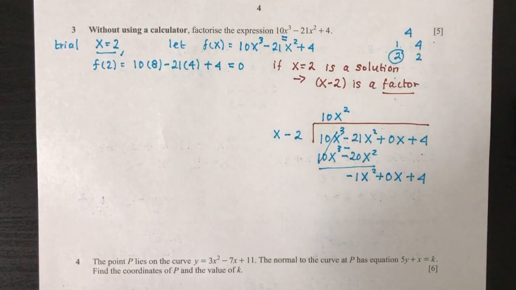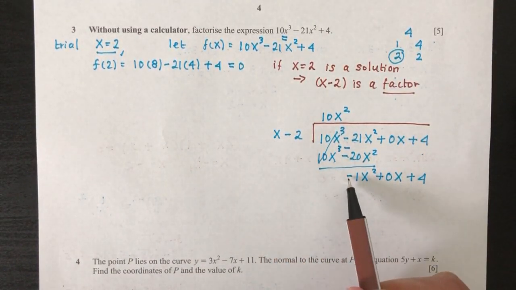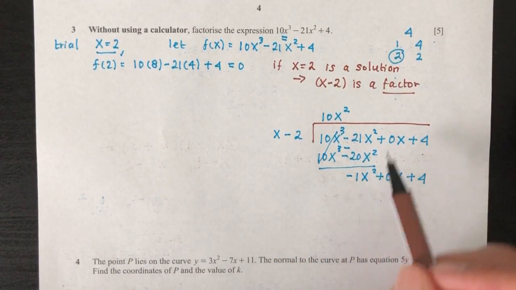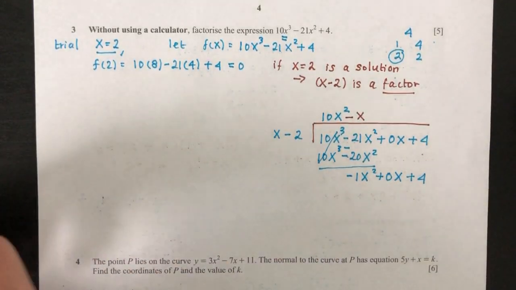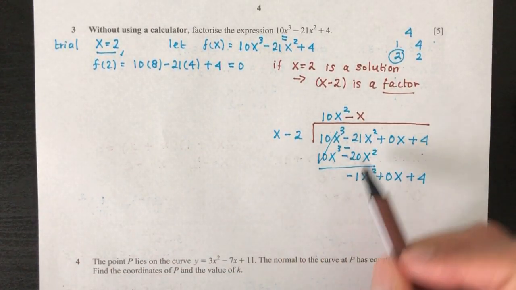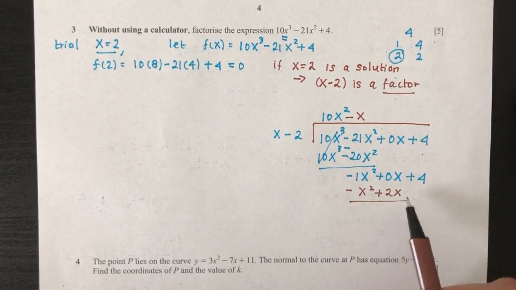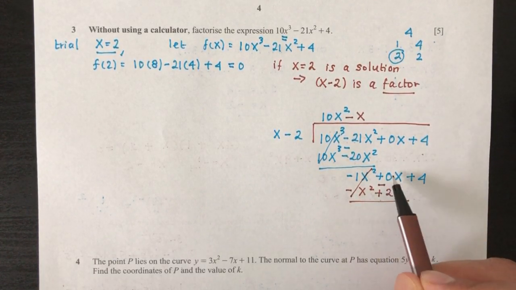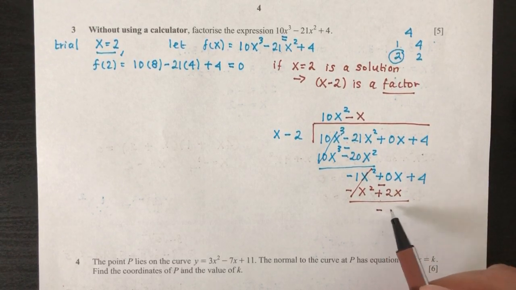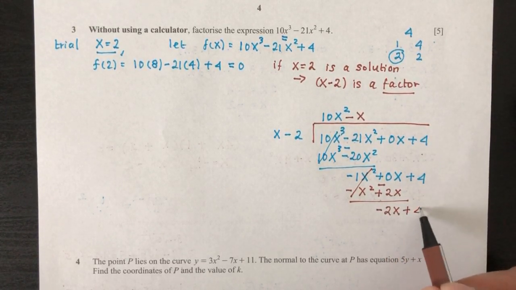Next step is, how can you make x become minus x squared? You have to multiply by minus x. So you will have minus x squared plus 2x. So these two cancel out. 0 minus 2 will be minus 2x plus 4.